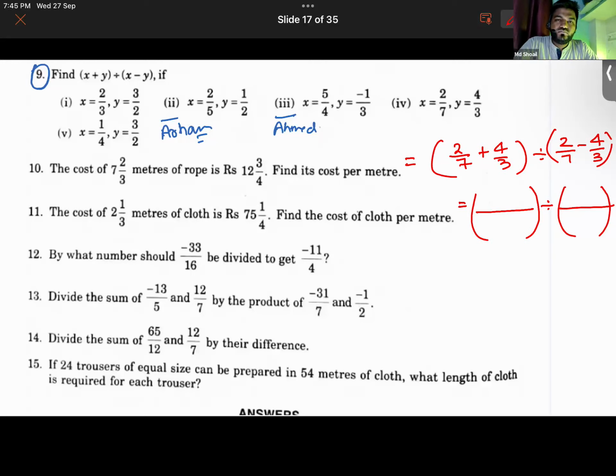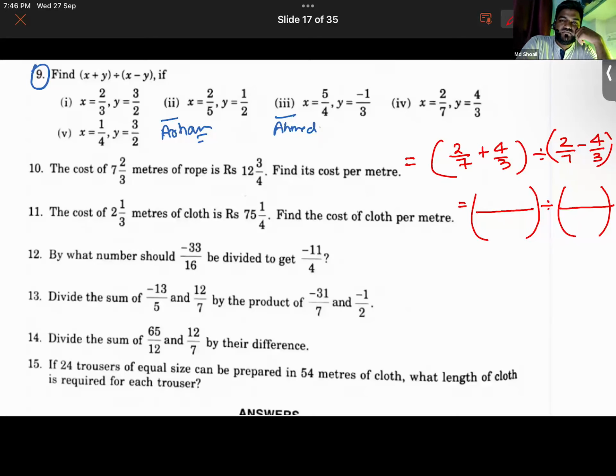Then question number 10, you have to divide, right? Question number 10 here. The cost of 72 upon 3 meters of rope is given here as 12, 3 by 4. Find its cost per meter. Here you have to divide. You have to assume here. Yes, it's given that 72 upon 3 meters of rope is rupees 203 upon 4. Right now. So you will assume the value x here. First try to solve it, then I will explain.